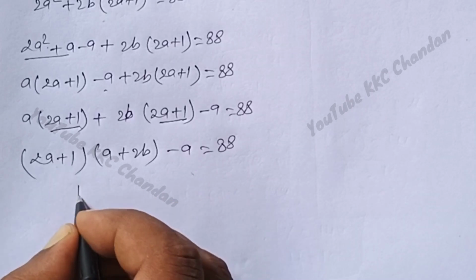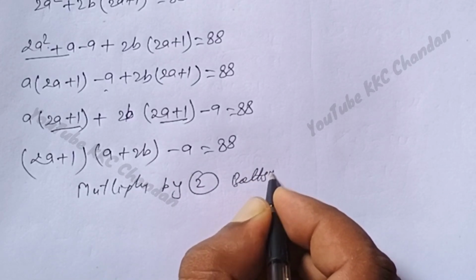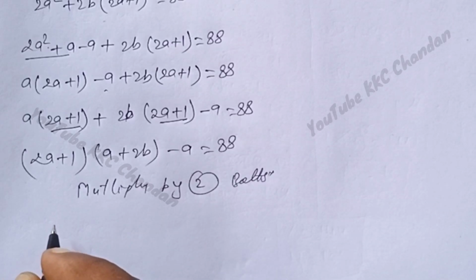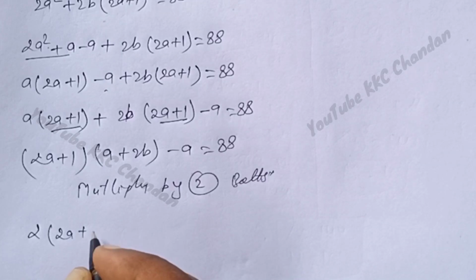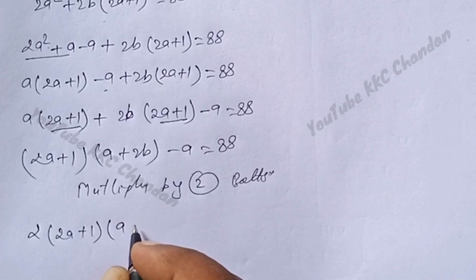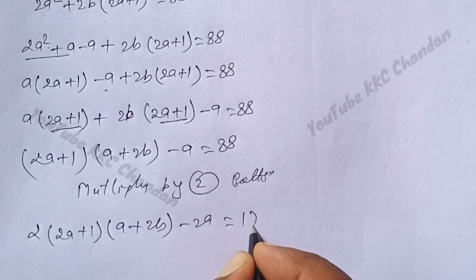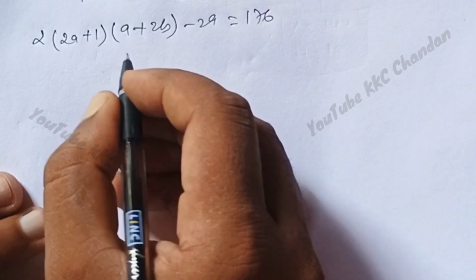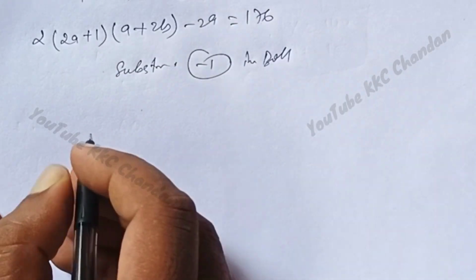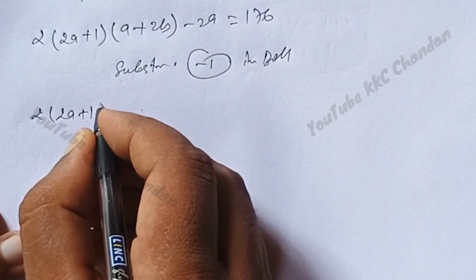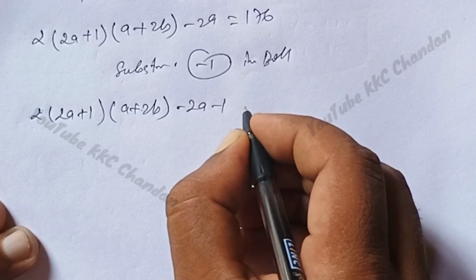After that, multiply both sides by 2: 2 into bracket open 2a plus 1 bracket close, bracket open a plus 2b bracket close, minus 2a is equal to 176. Subtract 1 from both sides: 2 into 2a plus 1, bracket open a plus 2b bracket close, minus 2a minus 1 is equal to 175.